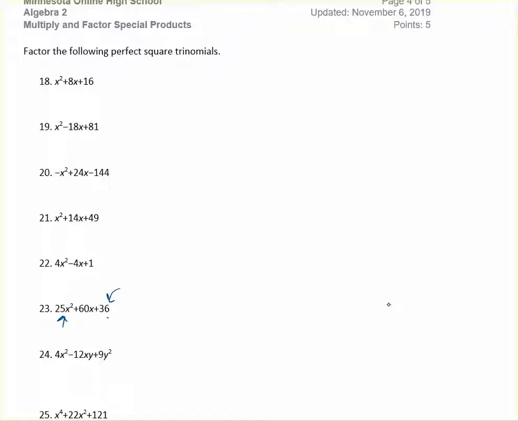The square root of 25x squared would be 5x. The square root of 36 is 6. If I multiplied these by 2, do I get the middle term? If I do, this will be easier to factor than going through all the steps. So 2 times 5 is 10, times 6 is 60, and I need an x. That is the middle term. That means that I can use the formula to factor this a little bit faster.